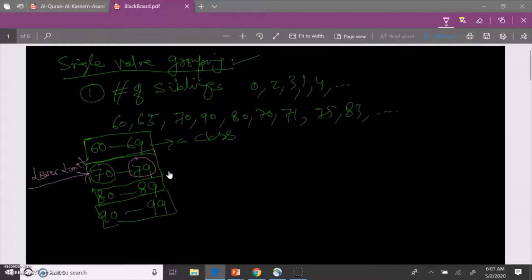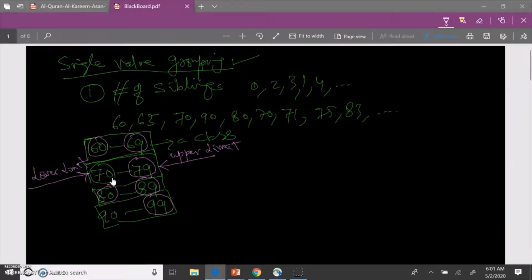The lower limit of the class, and the largest value that can go in a class is called the upper limit. So each class has a lower limit and an upper limit. 60 is the lower limit of the first class. 79 is the upper limit of the second class. 80 is the lower limit of the third class. 89 is the upper limit of the third class. 99 is the upper limit of the fourth class, and so on and so forth.